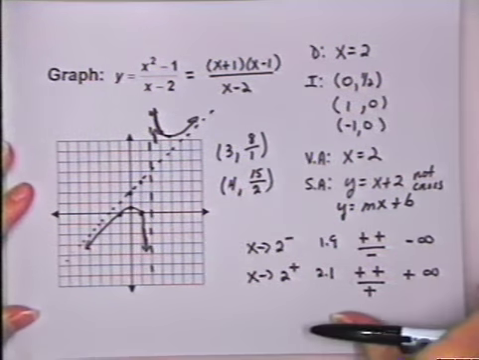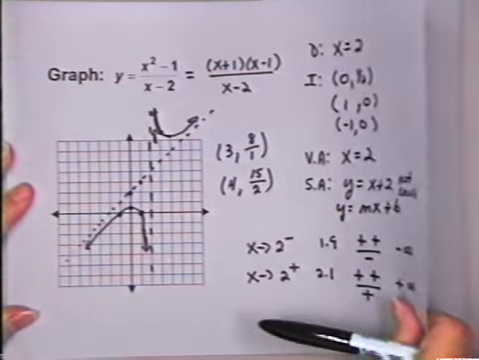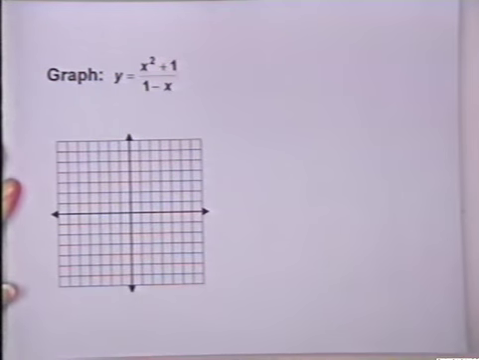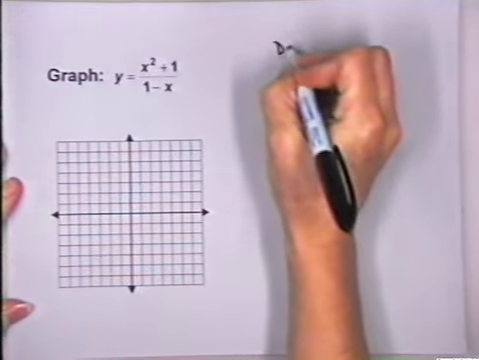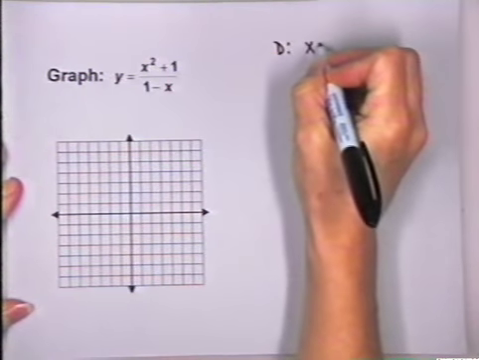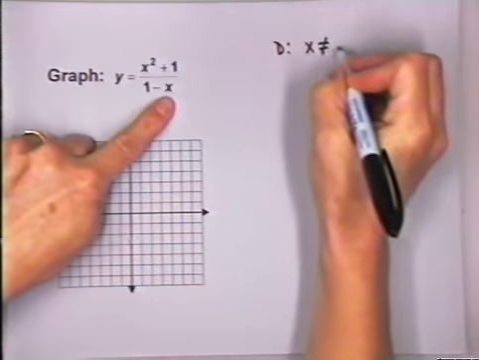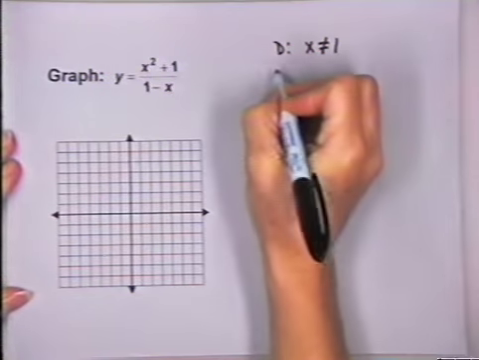I have one more slant asymptote problem that we're going to look at. We're to graph y equals x squared plus 1 over 1 minus x. Now notice on this one I cannot factor the numerator. Let's talk about domain. What can x not be? X can't be 1, can it?